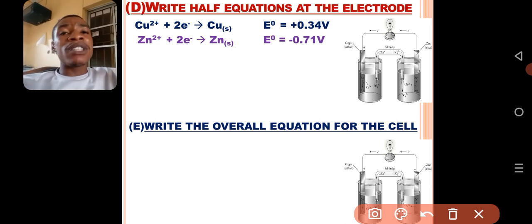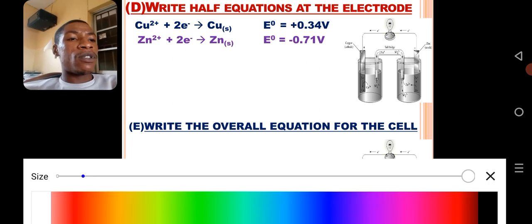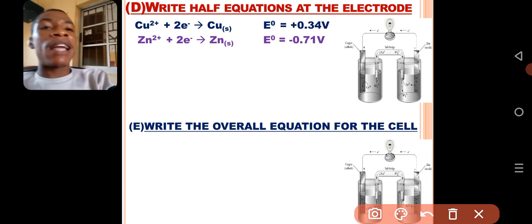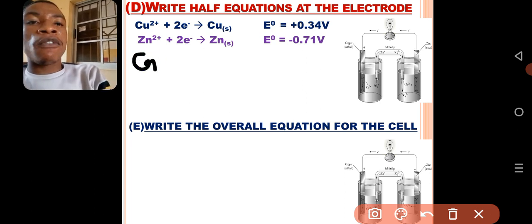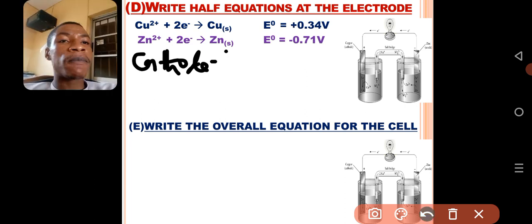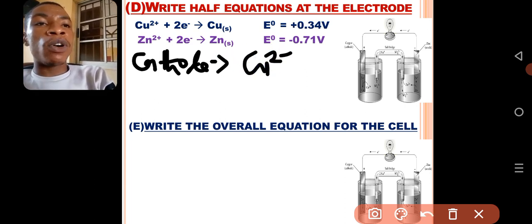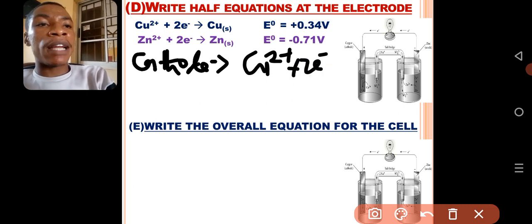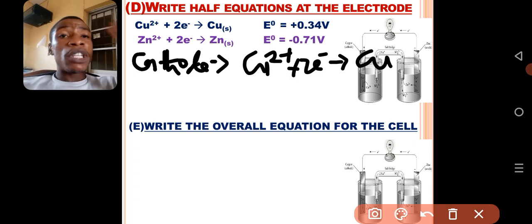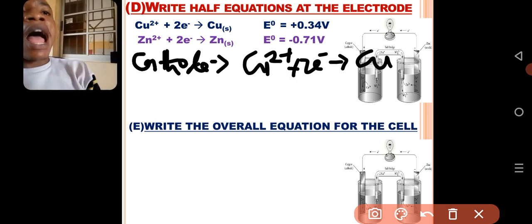So it will be switched, it will be interchanged. So what do I mean? Look at it. I will write for my cathode side. For my cathode, I'll be having Cu2+ + 2e- giving us Cu solid. That's for the cathode. Just repeat the equation like that for the cathode.